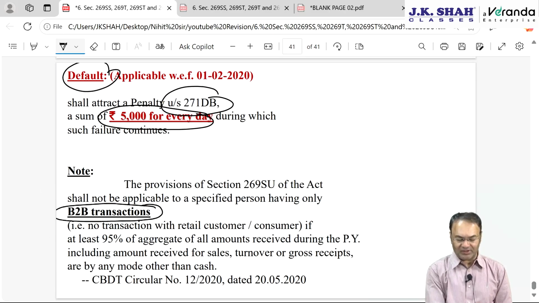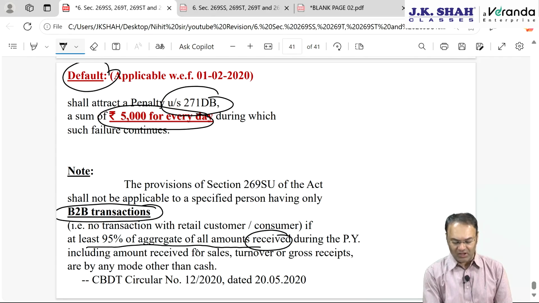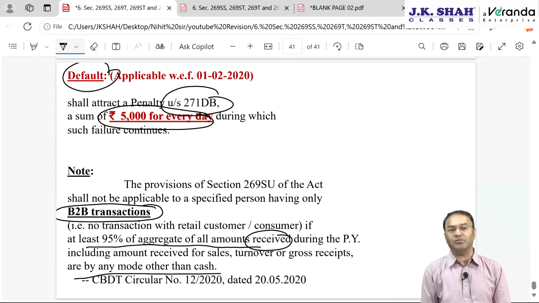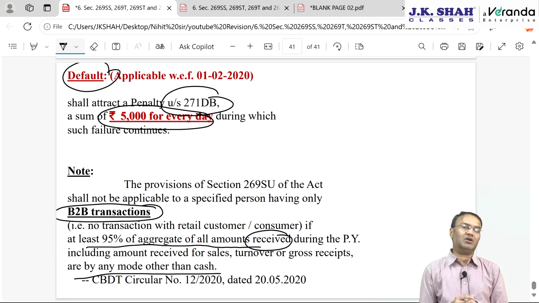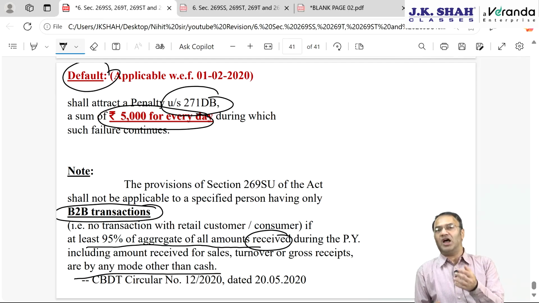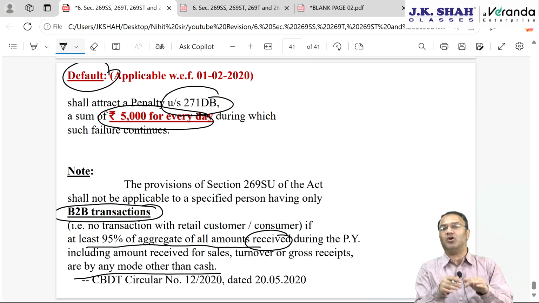B2B transaction is the only exception. Those people having only B2B, business to business transactions, meaning not dealing with retail customers, and having 95% or more of their aggregate of all receipts by way of account payee cheque or account payee draft or any mode other than cash, then they need not offer this UPI, QR code, etc. facility to their customers. Suppose I am Reliance Industries, I don't deal with retail customers. I don't manufacture, I refine oil. I import crude oil from Gulf countries or Russia, refine it in my Jamnagar refinery, and then I export or I sell it in bulk quantity.